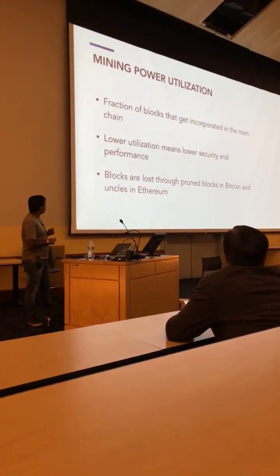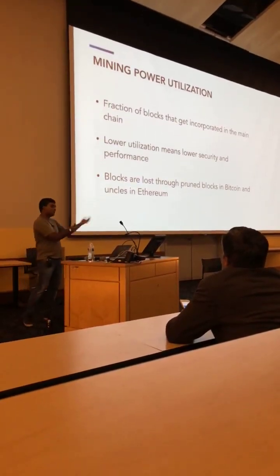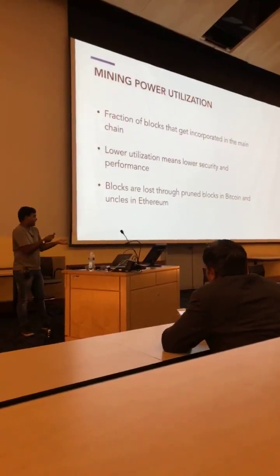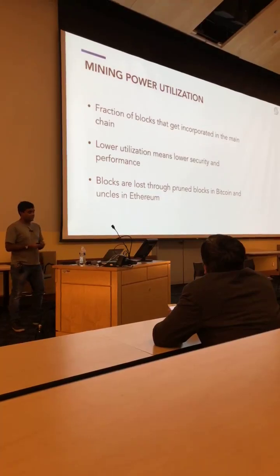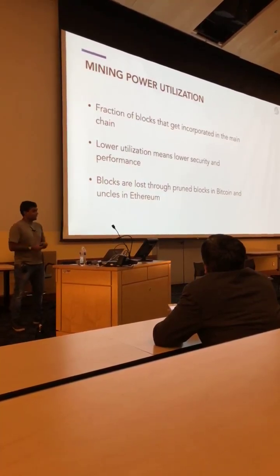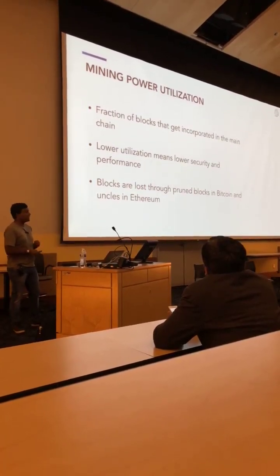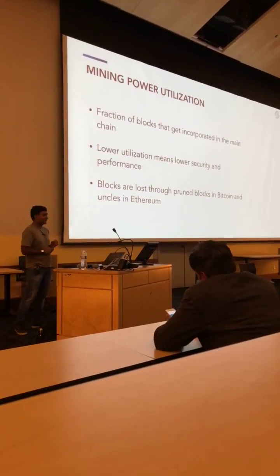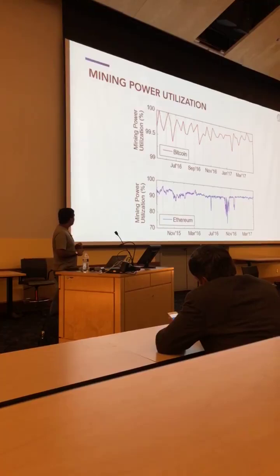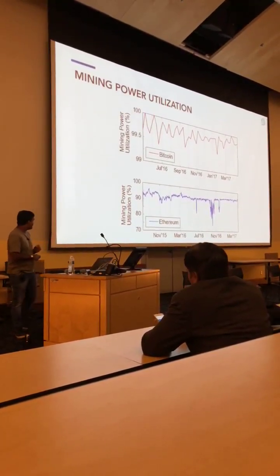The last thing that we measure is the fraction of blocks that get incorporated onto the main chain. So if I mine a block, I want as many of them to be included in the main chain as we can possibly get. The lower the mining power utilization, the more blocks that don't make it on the main chain, the lower the security and performance of the system. Blocks are lost through pruned blocks in Bitcoin and uncle blocks in Ethereum. They're just different terminologies and they have slightly different semantics, but they're fundamentally the same. So in Bitcoin, we see over 99% of the blocks that get mined make it on the main chain. And in Ethereum, that number on average is about 94%.